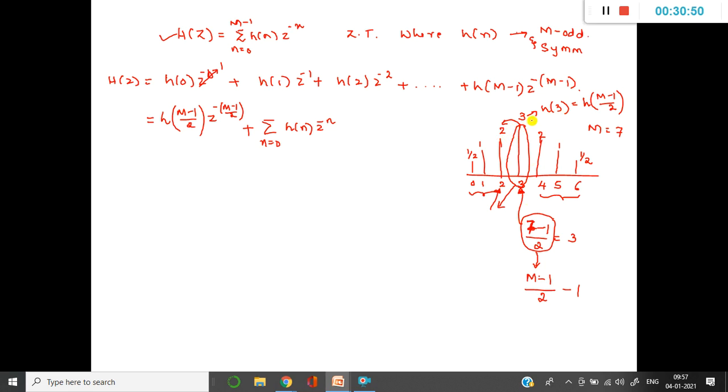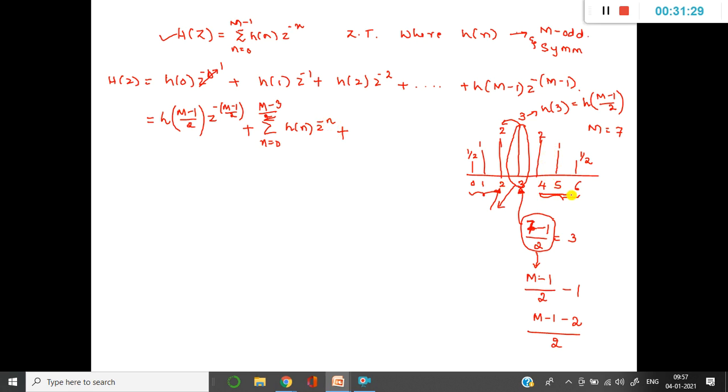If I assume this is (M minus 1) by 2, what will be the previous sample? It is nothing but minus 1. So what will be the last value? This is (M minus 1 minus 1) divided by 2, which is nothing but (M minus 3) divided by 2. So the last value of the summation will be n from 0 to (M minus 3) divided by 2 of h(n) z to the power of minus n.